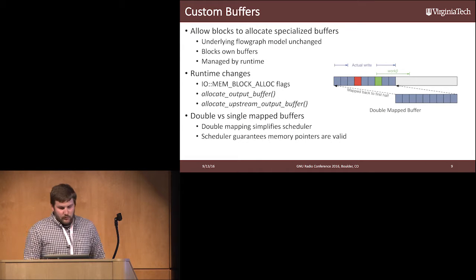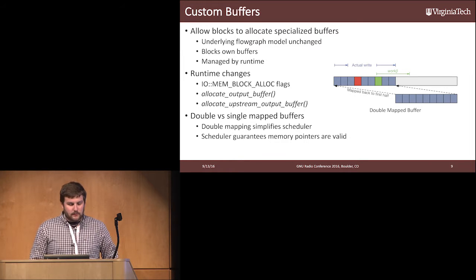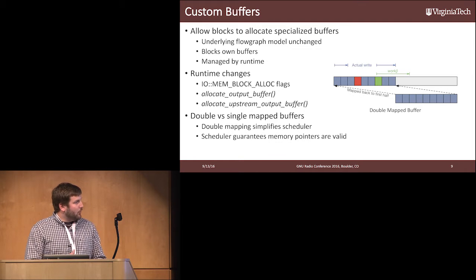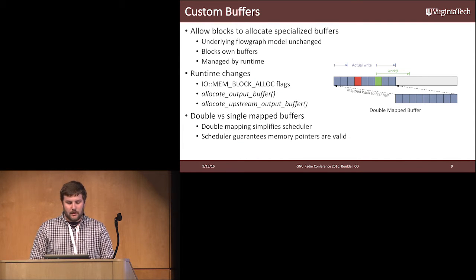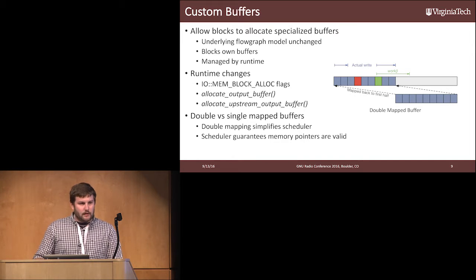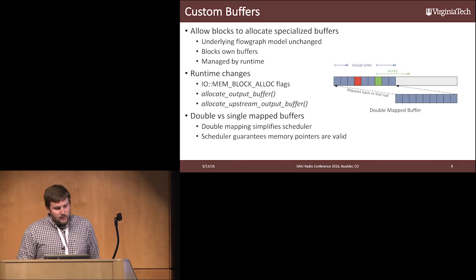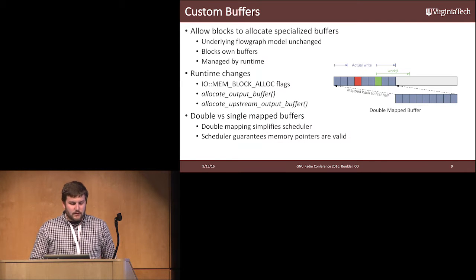So the goal of the custom buffers work is to allow blocks to allocate their own specialized memory. For example, with CUDA, whenever a block gets constructed, it can tell the scheduler that it needs to handle its own memory. In this situation, the block can allocate two different buffers, which GNU Radio then manages, and passes those buffers to both the upstream and downstream blocks in the flow graph. So the upstream and downstream blocks write directly to whatever memory had been specified by the block that allocated the custom buffers.